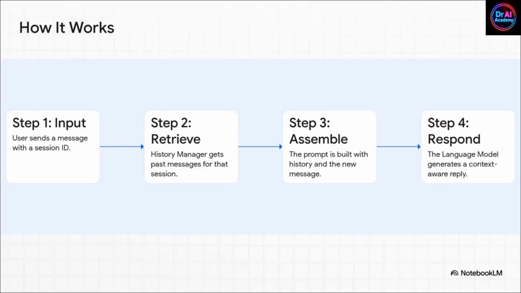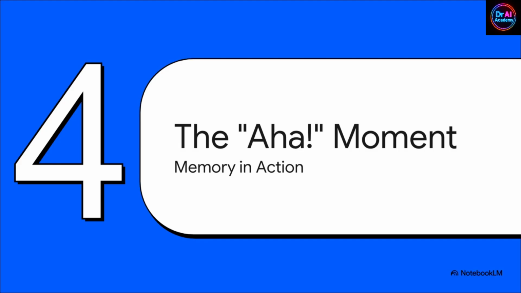Here's how it works. It's a simple 4-step loop. 1. You send a message. 2. The history manager instantly goes and grabs all your past messages from the store. 3. It plugs that history plus your new message into our prompt template. And 4. It sends that whole package off to the language model, which now has everything it needs to give a really smart reply. Okay, so the theory sounds great and all, but does it actually work? Let's take a look at the proof and see what this system can really do.